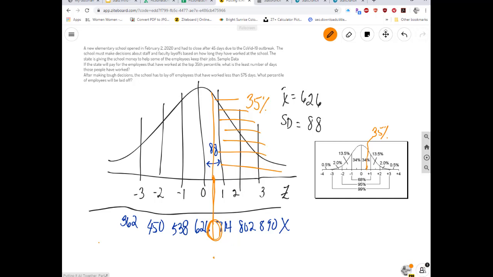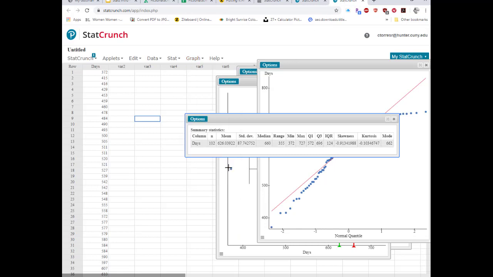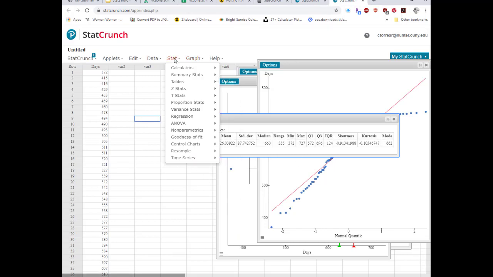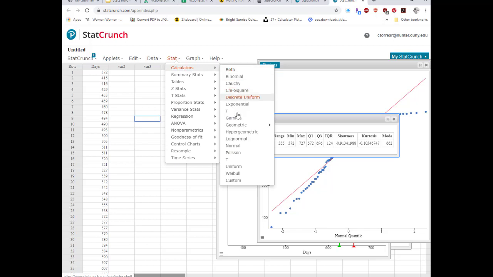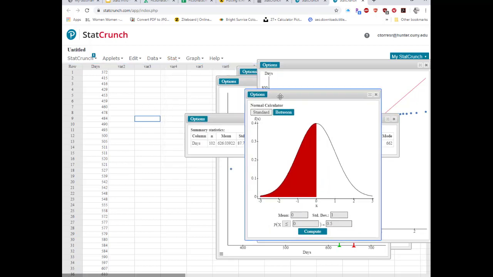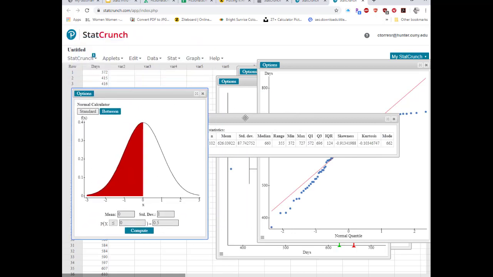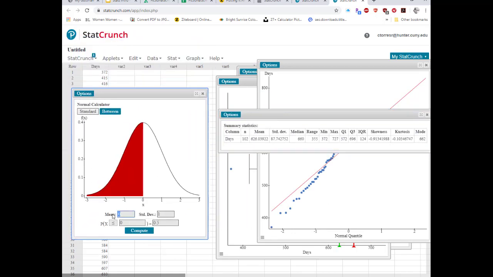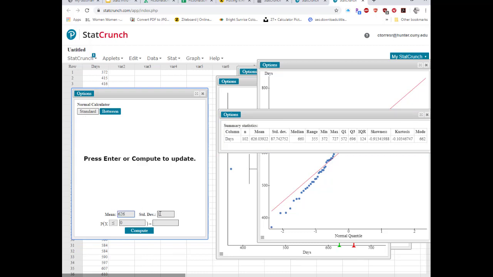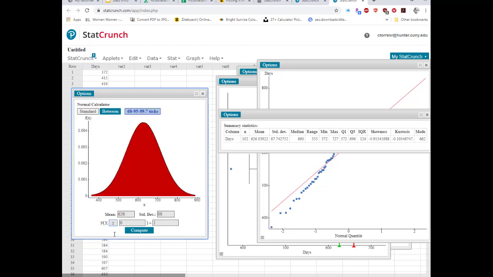All right, so let's go into StatCrunch. We have our summary statistics already, and we can go to Stat, Calculators, and then you're going to go all the way to Normal. Okay, and then we're going to put in the data that we need. We've already got the summary statistics here. Remember, we rounded to whole numbers just to keep things simple. 626 is our mean. Standard deviation is 88. Now, right here it says we want people that worked more than 35% of that time.